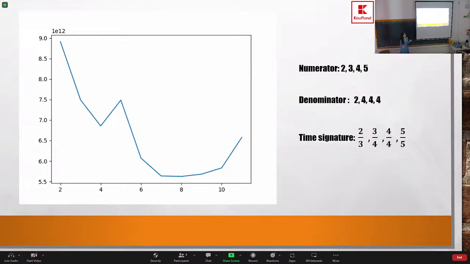Anacrusis is the phenomenon where the first note lengths of the bar do not form a whole bar. So, to check if we have the anacrusis or not, we shift all the audio similarity matrix and compute the estimation and check if we obtain a better similarity measure.